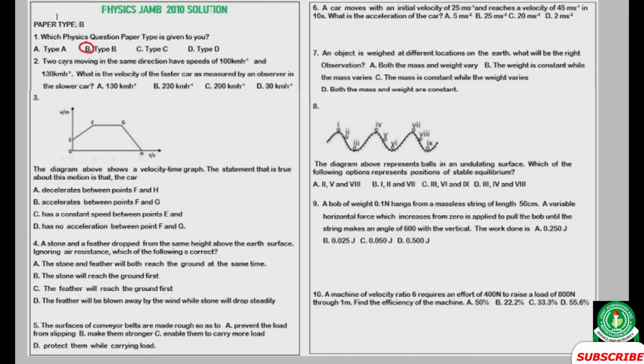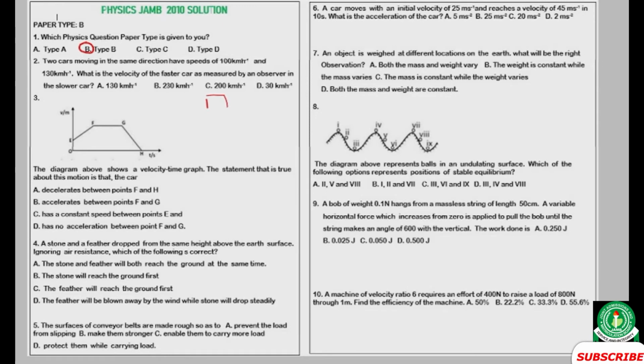Now, the second question says two cars moving in the same direction have speeds of 100 km per hour and 130 km per hour. What is the velocity of the faster car as measured by an observer in the slower car? As you can see here, we have two cars moving in the same direction.